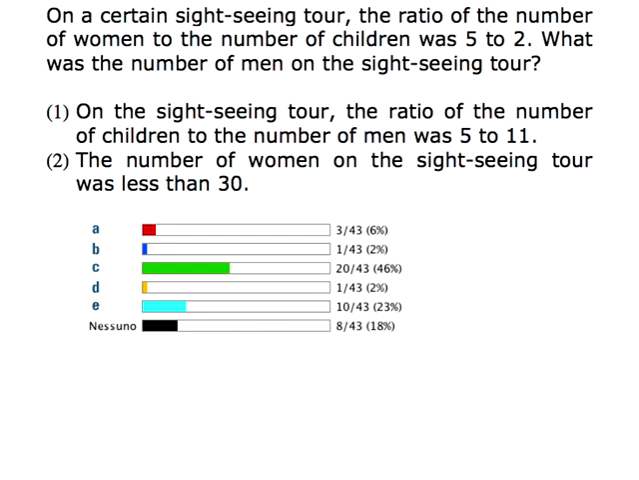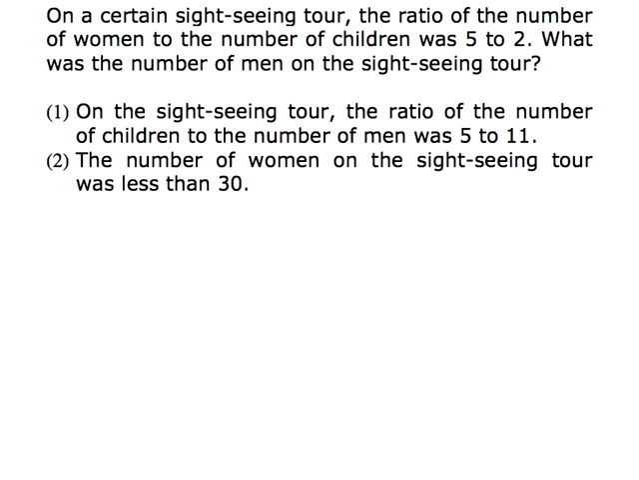But okay, so let's talk about it. On a certain sightseeing tour, the ratio of the number of women to the number of children was 5 to 2. What was the number of men on the sightseeing tour? Background here: with every data sufficiency question in the whole world, before you get started, the first thing you want to do is figure out specifically what sufficient and not sufficient mean. And in most of these cases, you should try to define what not sufficient is first. So translate sufficient and not sufficient into the specifics of the problem.